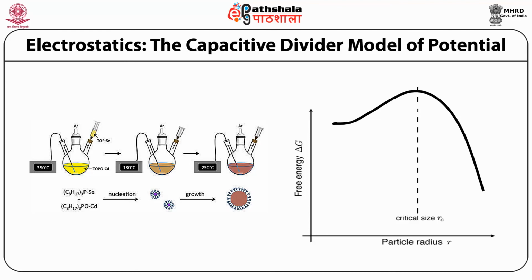As shown in the above figure, first the nucleation occurs at higher temperature, and then at a temperature around 180, the growth of the nanoparticle occurs. So let us now discuss the growth of nanoparticles. Growth of a nanoparticle is actually the process of the deposition of monomers onto the growing nanoparticle. It happens in two steps.